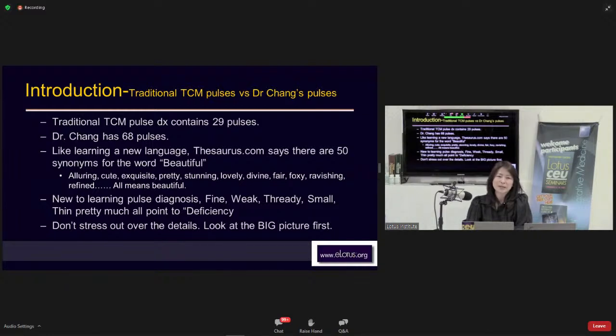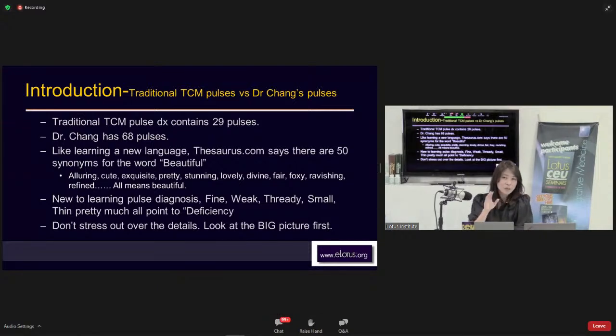But don't worry, okay? When you're learning a new language, or when you're learning anything, there's always a framework. Focus on understanding the big picture first, okay? Don't worry about the details. It's kind of like the word beautiful, okay, there are 50 synonyms for it. You can be alluring, cute, exquisite, pretty. That's all beautiful. So what you need to remember is, okay, all that means beautiful, just basically not ugly, okay?